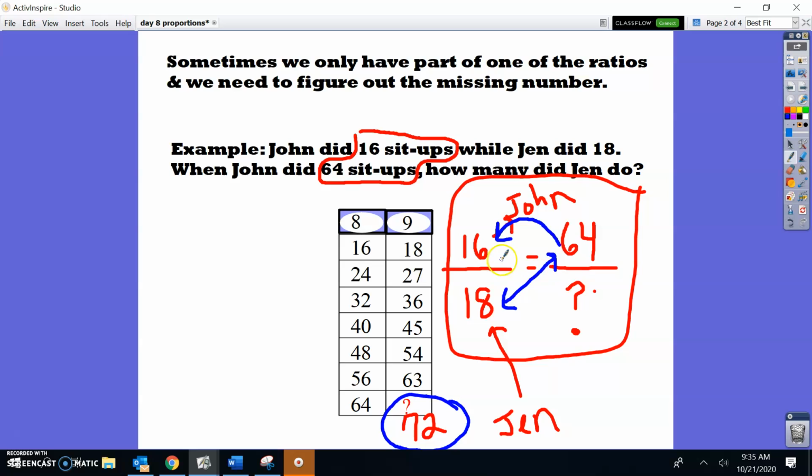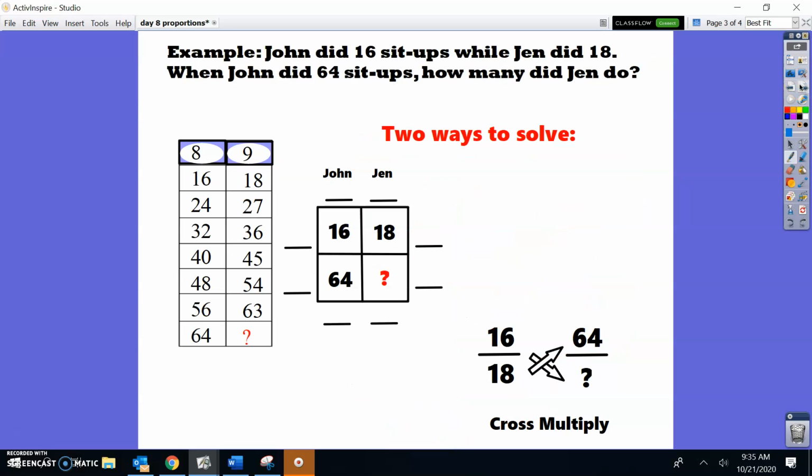Another way to do this is to ask yourself, 16 times what number gets us to 64? Or 64 divided by 16, which is 4. Then we can multiply 18 times 4, which also gets us to 72. So there are lots of ways to solve proportions and missing values. I just showed you one that I like to do, cross multiply then divide, but it is up to you which one you would prefer doing.